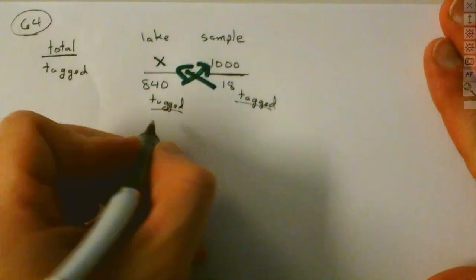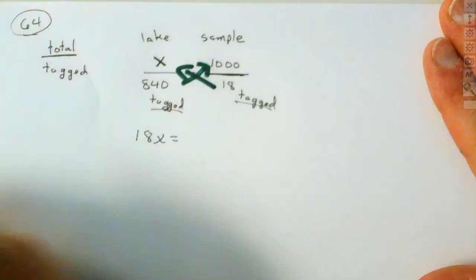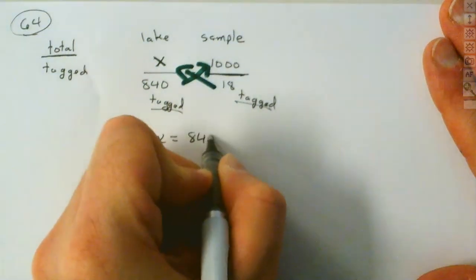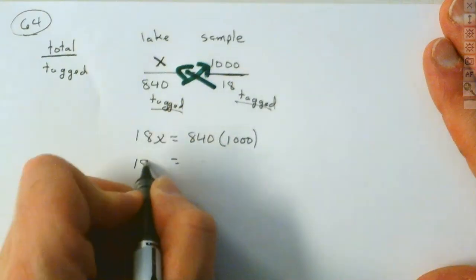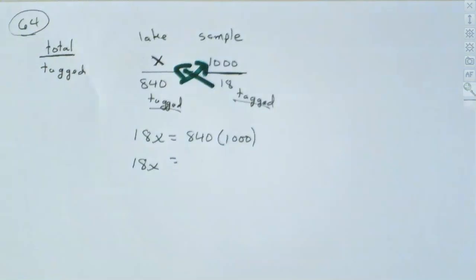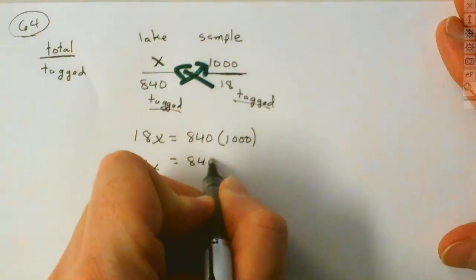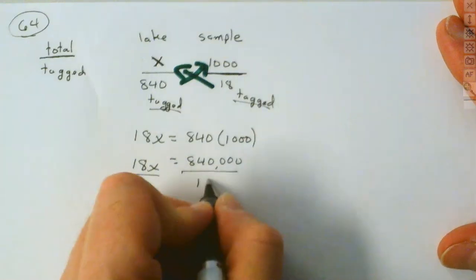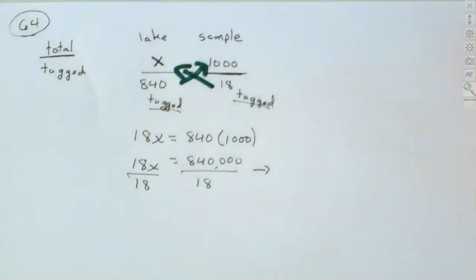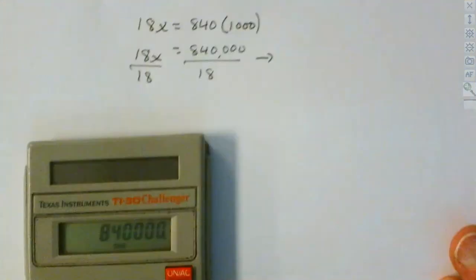So we cross multiply, so that gives you 18x equals 840 times 1,000. So 18x equals now what? 840,000, I believe. Make sure I don't make a mistake with this, but everything looks right. 840,000. Divide by our 18, and now we have an estimate of how many fish are in here. So 840,000, which is what we've got here.